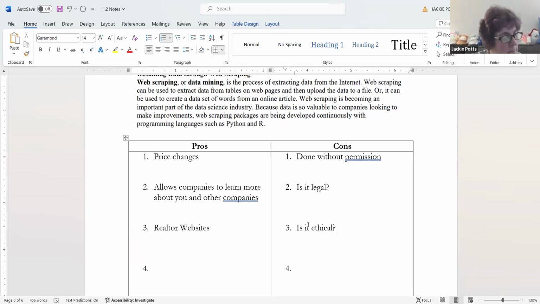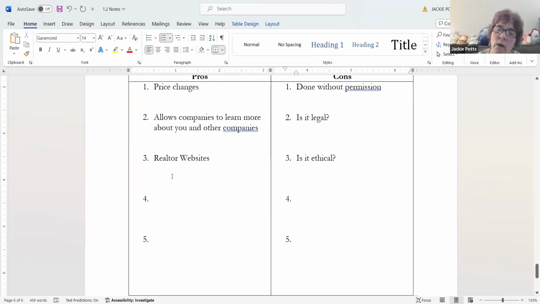But is it ethical? Some of this web scraping, is it ethical? Job postings is another great thing. Because if you're job hunting, you can put yourself out on Monster, Indeed. There's so many of them out there, and they will use a computer algorithm to match you to jobs.